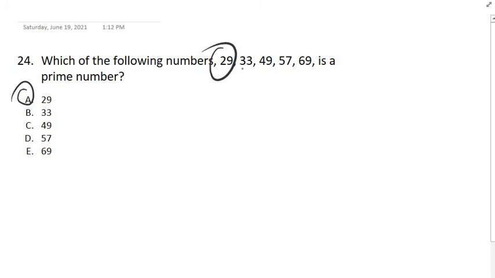33 here can be divided by 3, 11, 49 can be divided by 7, 57 can be divided by 3, 69 can be divided by 3 as well. But 29 can only be divided by 1 and itself. That is why 29 is a prime number.